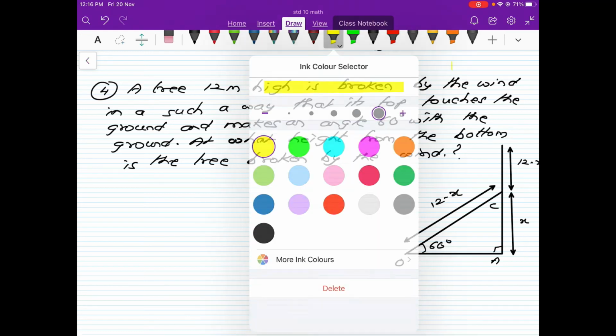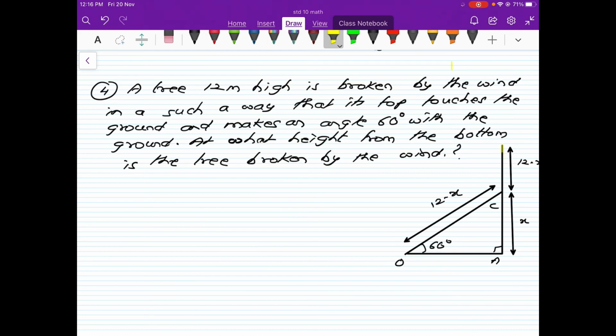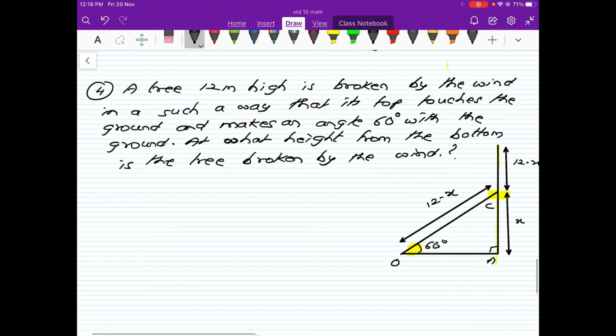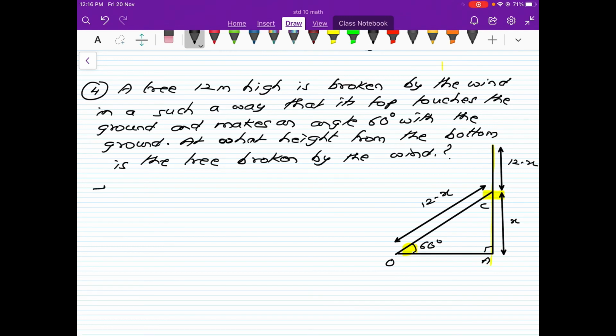So this is the original tree, which is getting cut over here and it is falling down, and this angle which it makes with the ground is 60 degrees. So we have to find this. So we will say, let AB be the tree of height 12 meters. Okay, now let the tree be broken at x meters from the ground.